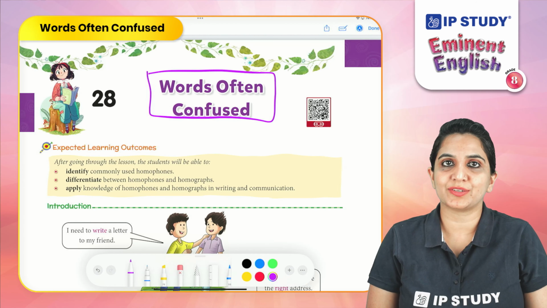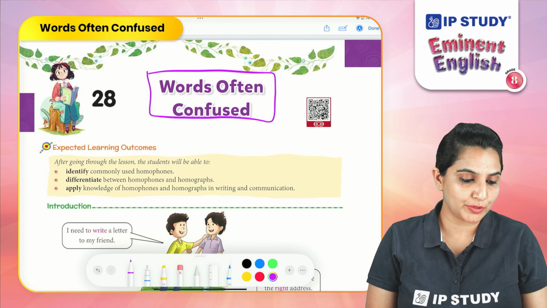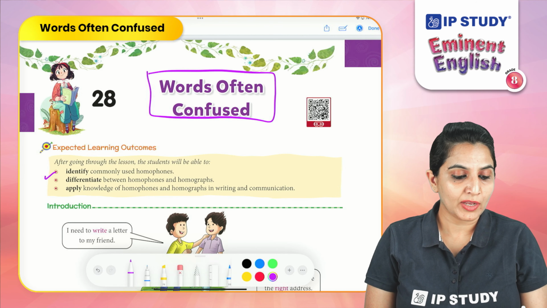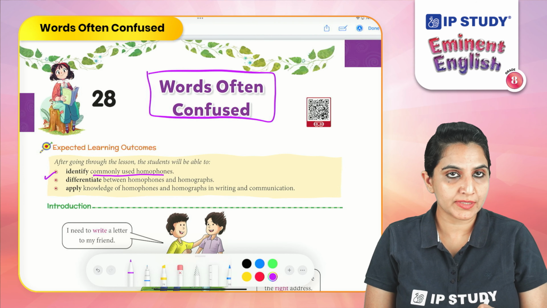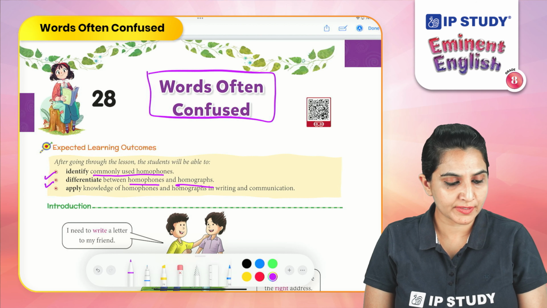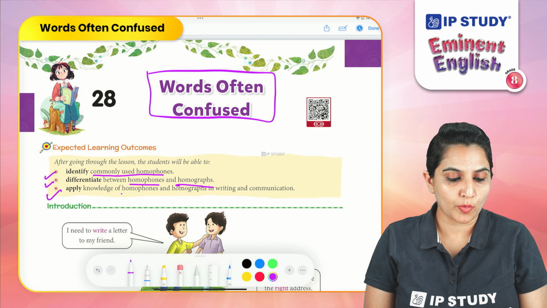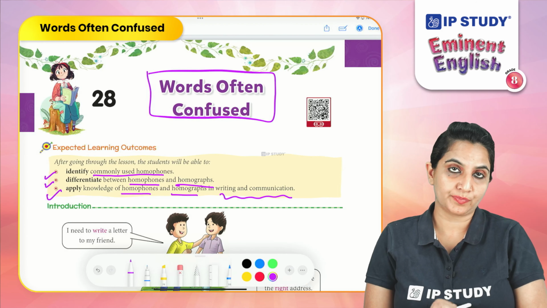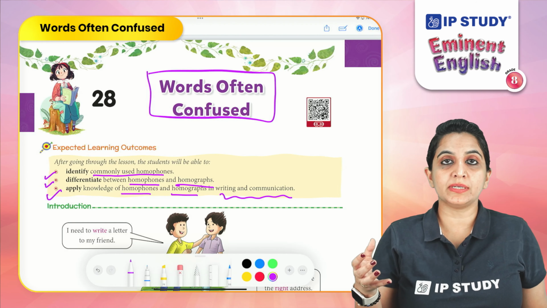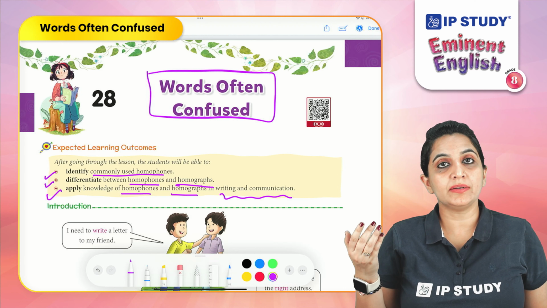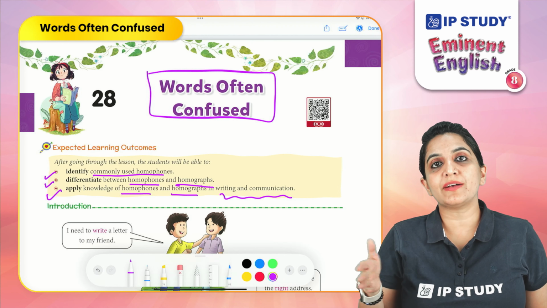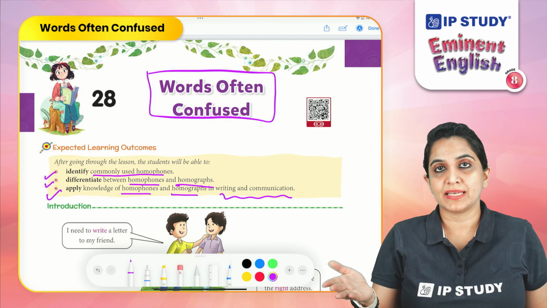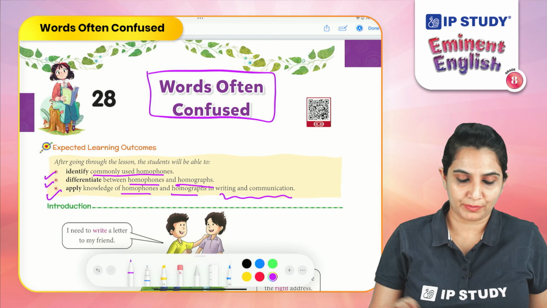And before the end of this lesson, you will be able to identify commonly used homophones, differentiate between homophones and homographs, and apply knowledge of homophones and homographs in writing and communication. Homophones are those words which sound similar but have different meanings. Homographs are those which have the same spellings but they have different sounds and different meanings.